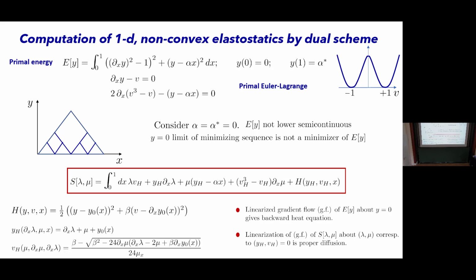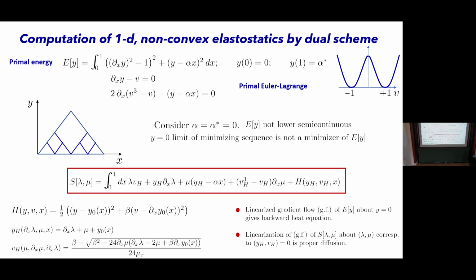Okay. So non-convex elastostatics, right? This one. So double well, and you put y minus alpha x squared. Yeah, and y on the left side you hold it fixed. On this side you put alpha star. Good example is alpha 0, alpha star 0. Everyone here knows this better than me, so I don't need to tell you what happens over this. Okay, so for alpha star 0, limit of minimizing sequence is y equals 0, and v is the derivative, v equals 0. That's not a minimizer.